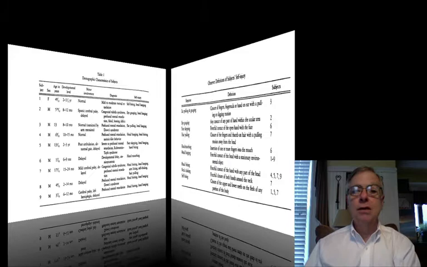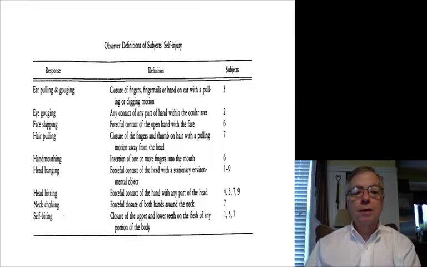Some of the definitions of the behaviors that we used, and over to the right, you'll see that it lists the subjects that engaged in each of those different behaviors. You'll see that head hitting had 4 individuals that engaged in that, self-biting had 3, head banging had 2. So this was a pretty seriously challenged group of individuals that we were dealing with.